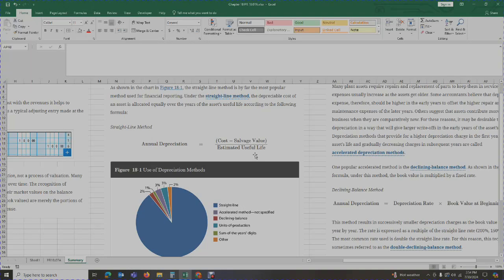That's going to give me my annual depreciation. The annual depreciation will be the same for every year, regardless of how much you use that piece of equipment. It is a standard depreciation amount per year.